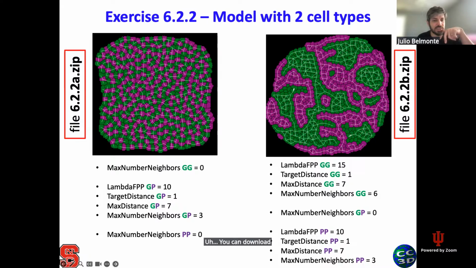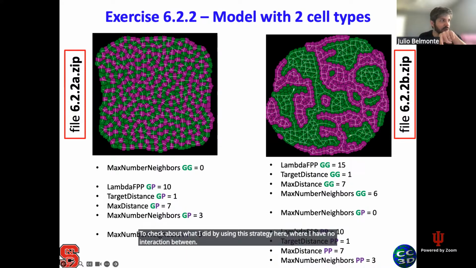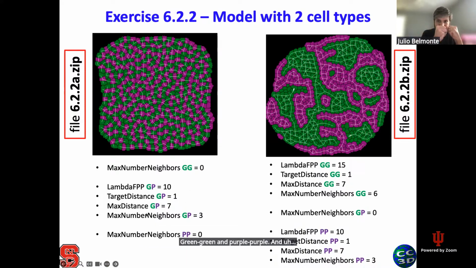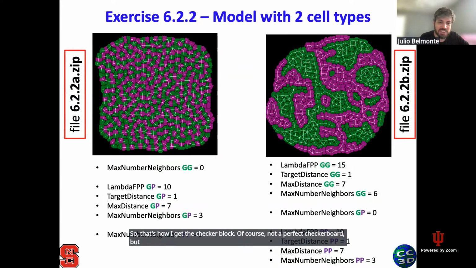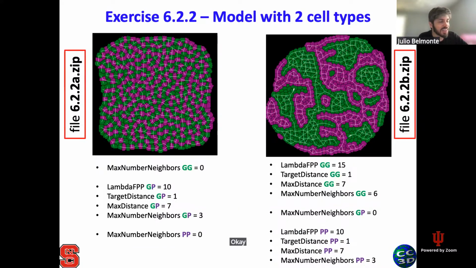There was a question: how do you get a checkerboard? I did the checkerboard using this strategy here, where I have no interaction between green and green, and purple and purple, and a condensing interaction between green and purple. That's how I get the checkerboard. Of course, it's not a perfect checkerboard, but it goes in that direction. And again, using the adhesion energies, you can get these outputs better and more efficiently.